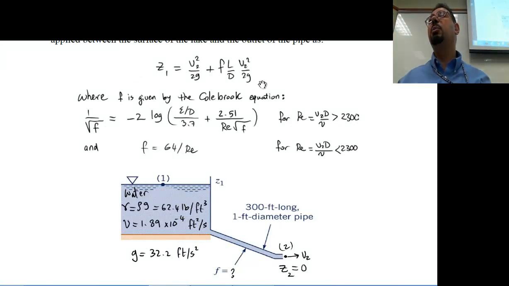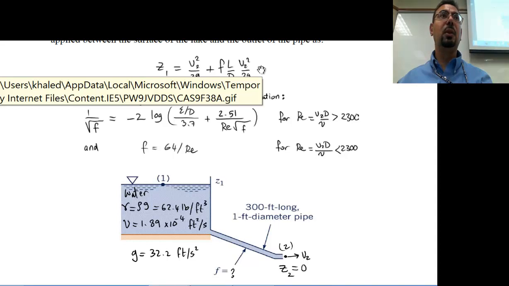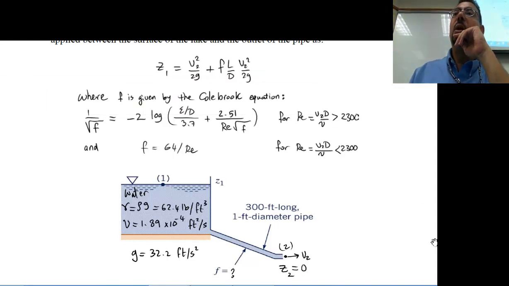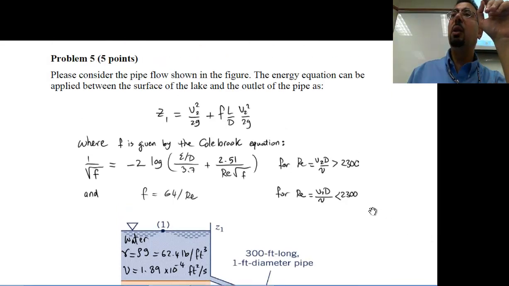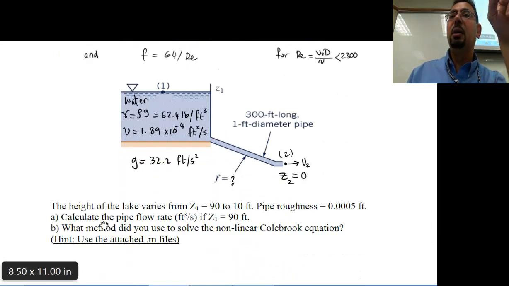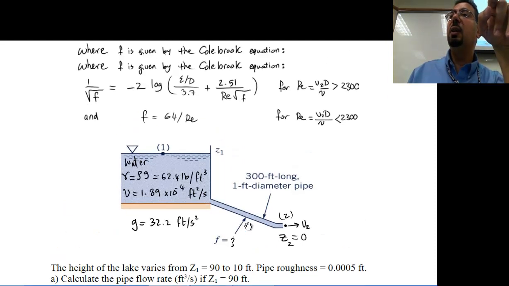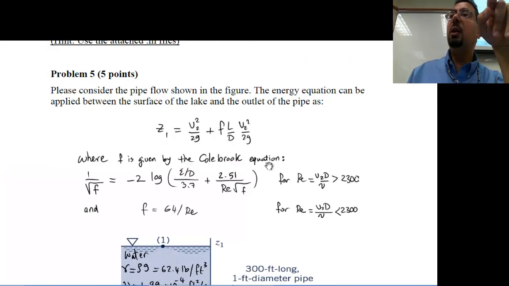Well, here's the formula that basically tells you this. Here is the Z and here is the V. Right? So for different Z, you can get the V. Again, in fluid 1, you will learn where this equation came from. Alright, so what's the big deal? He would like us to calculate the flow rate if Z equals 90 feet. So for Z1 equal 90, calculate the flow rate.